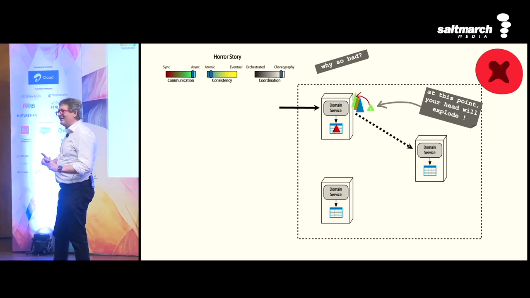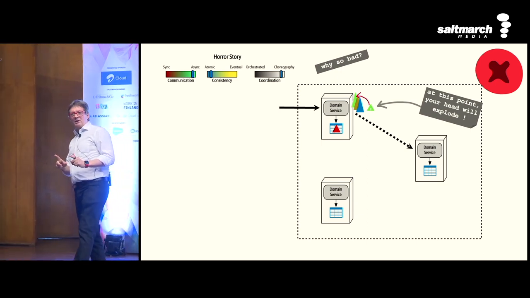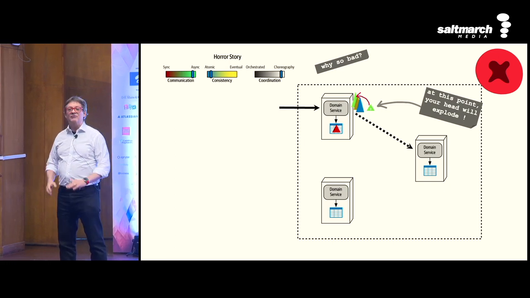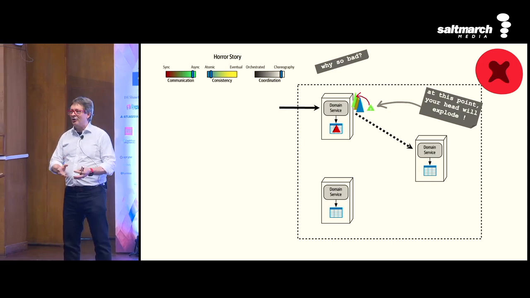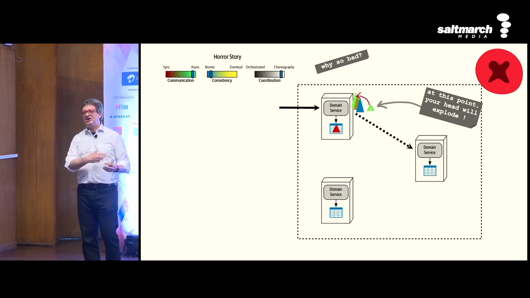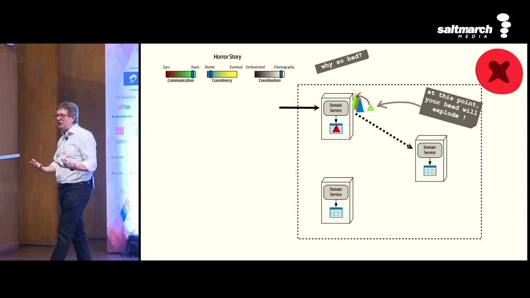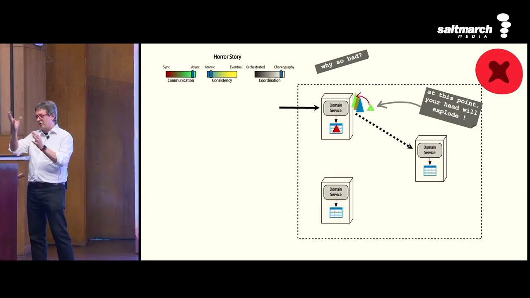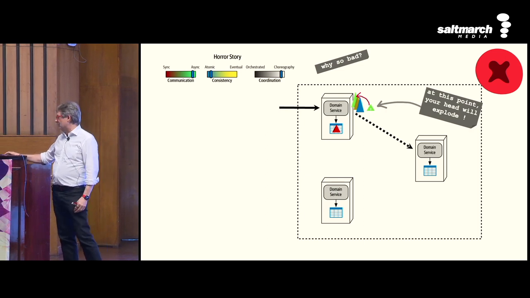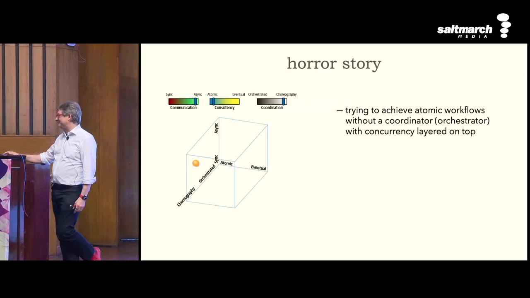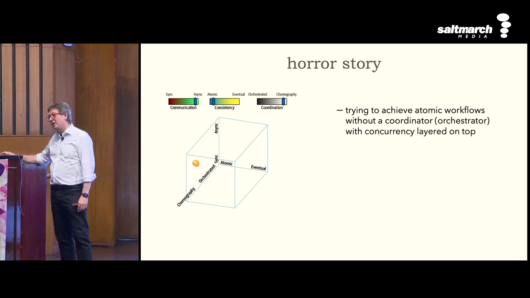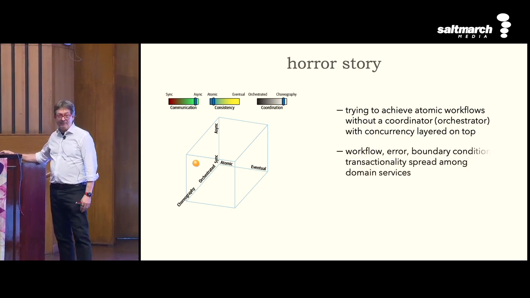But this is why this analysis is useful. Because if you haven't gone through this analysis, you just plow right into this workflow and then figure out you can never get it right. There are so many ways this can break. You'll be chasing this for months and years to try to resolve all the concurrency and deadlocks and race conditions, particularly at scale, that this architecture gives you as a gift. Trying to achieve atomic workflows without a coordinator with concurrency layered on top.